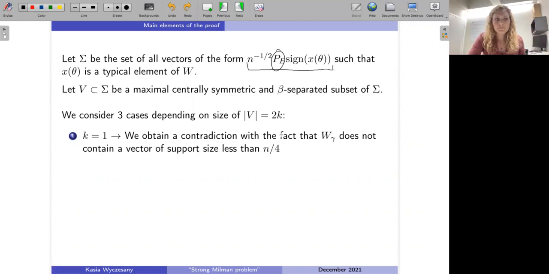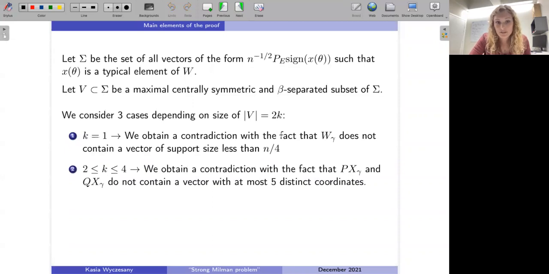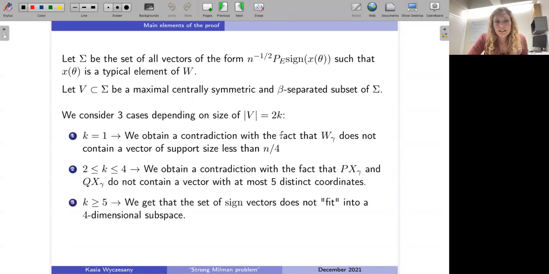If k is between 2 and 4, then we can obtain, and this is actually the hardest case to analyze, a contradiction with the fact that P_x gamma and Q_x gamma do not contain a vector with at most 5 distinct coordinates. And in the case when k is greater than or equal to 5, and this is actually the easiest case, we show that the set of sign vectors does not fit into the 4-dimensional subspace in a quite straightforward way.